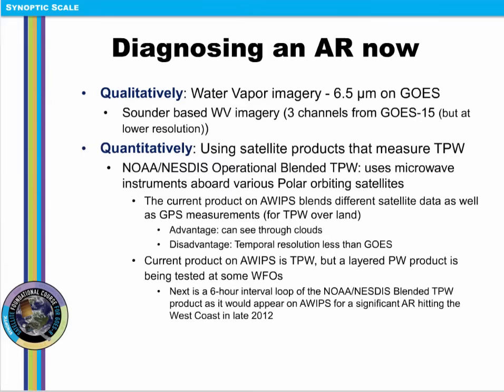Quantitatively, we can use satellite products that measure TPW, such as the NOAA operational blended product, which uses microwave instruments aboard polar orbiting satellites, blended with GPS measurements. The advantage is we can see through clouds. The disadvantage is in time resolution, although this is improving. The current product on AWIPS is TPW, but a layered product is being tested at some WFOs. And next we'll show a loop of the blended TPW product as it appears on AWIPS.